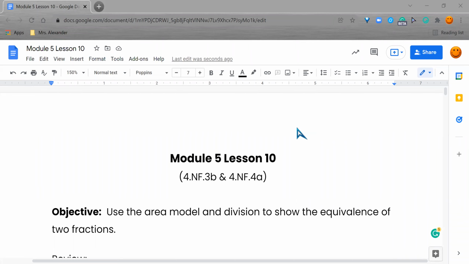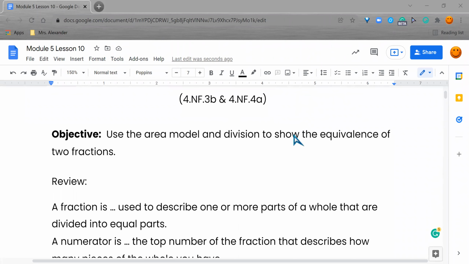We're going to be using an area model and division to show the equivalence of two fractions. We're going to start off with the area model and then go to just a fraction, and I'll show you how this works. We're going to review.